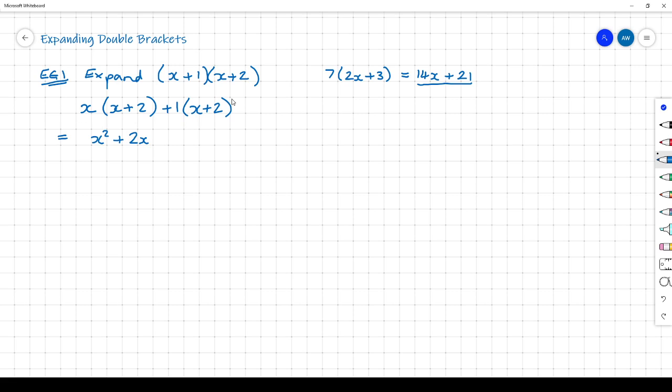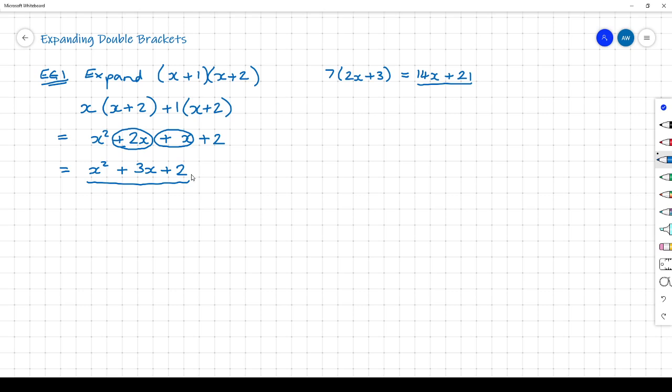Now we look at this one, and we have plus 1 times all of that. Well, it's just going to stay the same. 1 times x is x, 1 times 2 is 2. And if you notice, we have two x terms in the middle that we can collect: plus 2x and plus x. We can collect those together. 2x plus x is 3x, and we have the plus 2 on the end. And there's our solution, our answer, when we expand those two brackets.